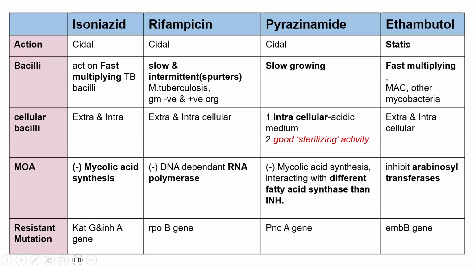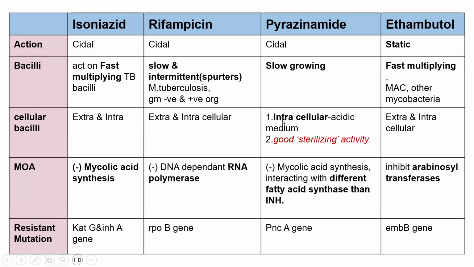All are cidal except one drug, which is static, ethambutol. Remember this. Mainly isoniazid and ethambutol are active against fast multiplying bacilli, rifampicin for spurters, that is slow and intermittently growing bacilli, and pyrazinamide for slow growing bacilli. You have to remember whether a drug is active against extracellular or intracellular. All the drugs are active against extra and intracellular except pyrazinamide, which is active only against intracellular, and the older drug streptomycin is active only against extracellular. They may ask you in MCQ.